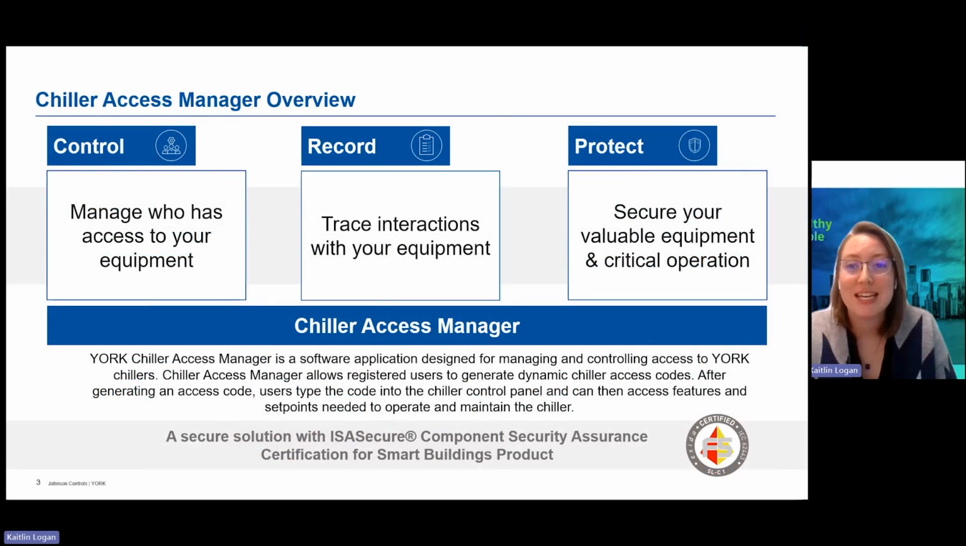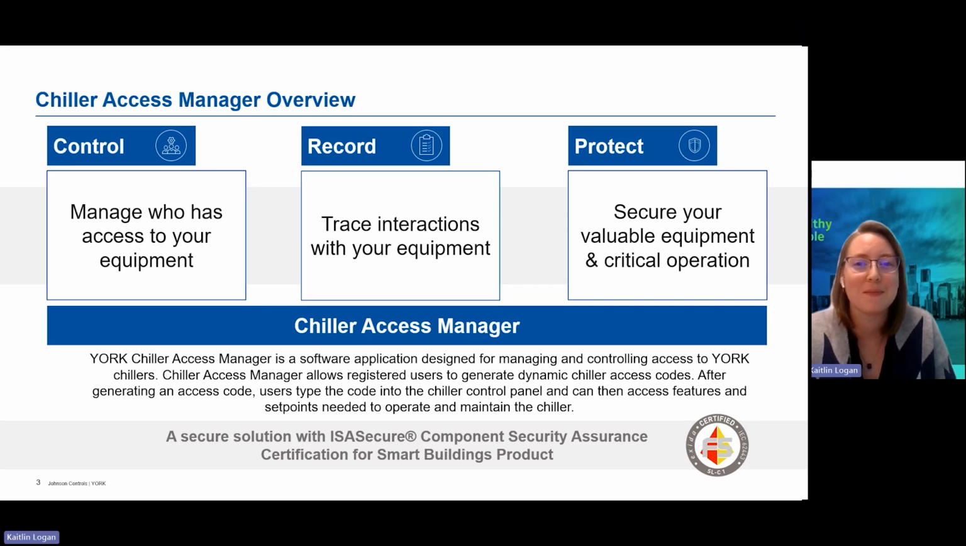Chiller Access Manager is a standard feature on our York chiller products, which allow equipment owners to have more control over their chillers and who is able to access their equipment. It also allows equipment owners to trace interactions with the control panel, including who is logging into the equipment and what changes have been made. This creates a record for the chiller control panel. This provides added protection for valuable equipment, which often supports critical operation for all kinds of buildings, facilities, and process manufacturing.